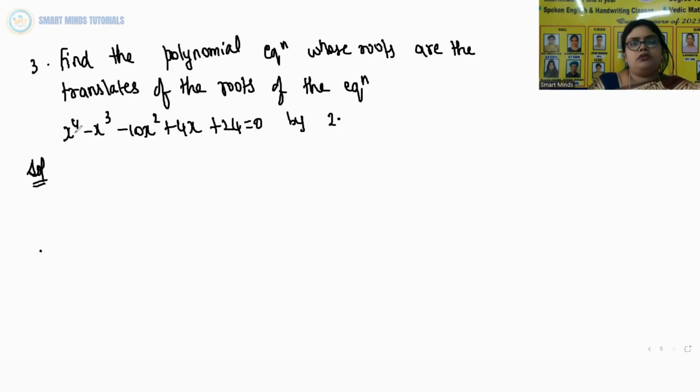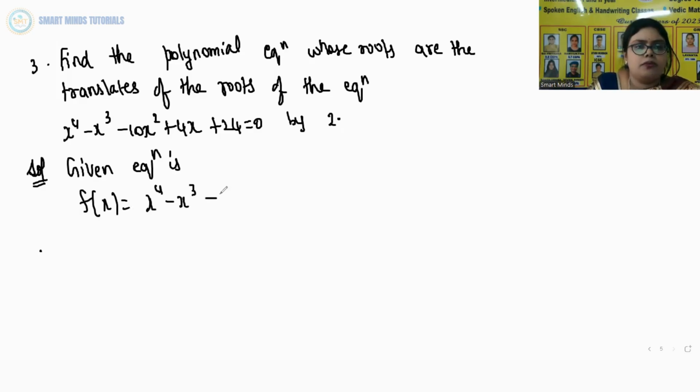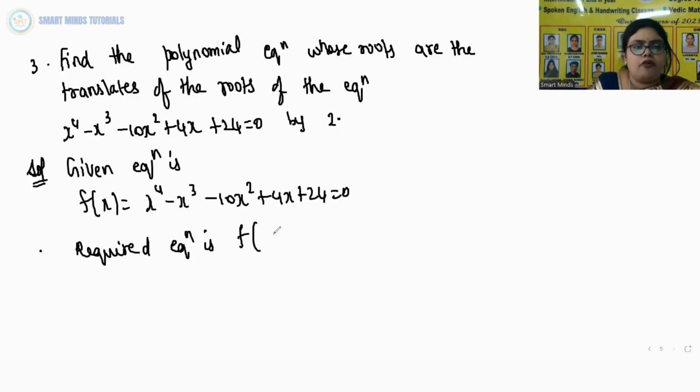Now take the next question. Find the polynomial equation whose roots are the translates of the roots by 2. So first let us write the given equation. Given equation is f of x is equal to x power 4 minus x cube minus 10x square plus 4x plus 24 is equal to 0. Now what is the required equation? Required equation is f of x minus 2 is equal to 0. You have a plus here, so you get minus 2 here. If you have minus 2 here, you will get a plus 2 here. Always remember.